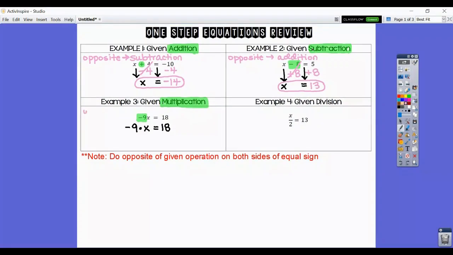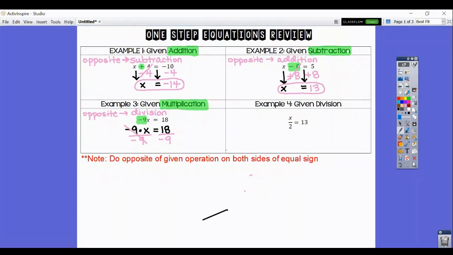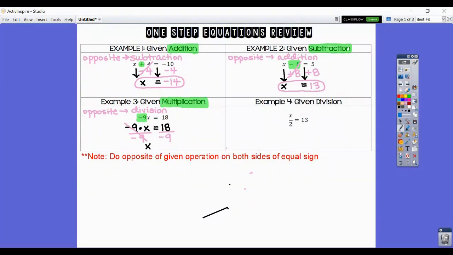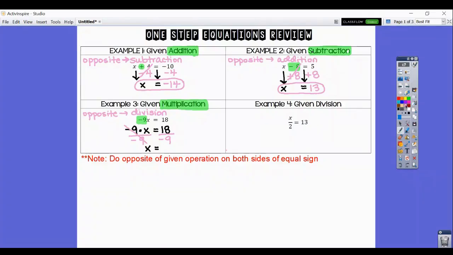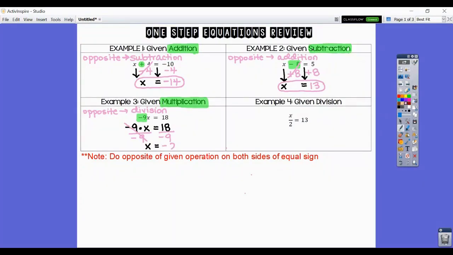So since I'm given multiplication next to my x value with a number, the opposite is going to be division. So each side, I'm going to get rid of that multiplied number by dividing it. That multiplied number will now come out to be 1 next to my variable. So I'm left with 1x, which we write as just x. And then on the right side, we have 18 divided by negative 9, which if you do your math correctly, will give you negative 2.